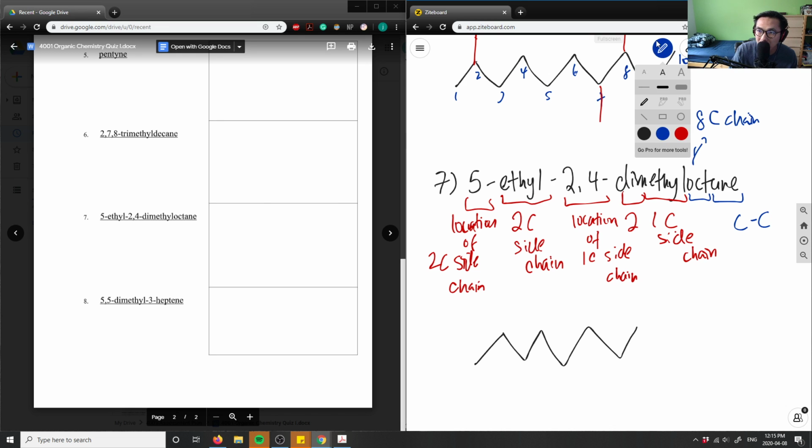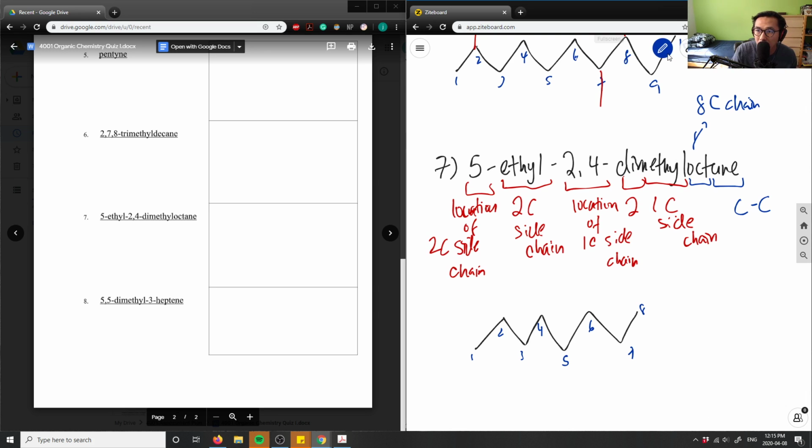Actually, let me label the carbons for you. This here is 1, 2, 3, 4, 5, 6, 7, and 8. And then I'm going to work from right to left, right? So I'm dealing with this 2,4 methyl, right? So at carbon 2, I'm going to have a methyl group. So I'm going to draw a methyl group like this.